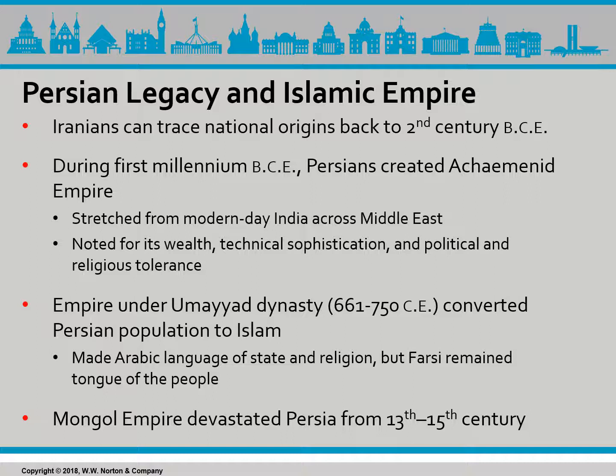Nonetheless, Persia continued to have dynasties and shahs through the 6th century Common Era. Okay. And then, of course, the empire under the Ahmad dynasty converted Persia's population to Islam. So before then, they weren't even practicing Islam. That wasn't even what they were looking for. Again, they were kind of the atypical population. Muhammad and Islam was being practiced in Saudi Arabia, but not in that predominant part of the Middle East or even that part of the world. They ended up making Arabic the language of state and religion, but Farsi remained the tongue of the people.